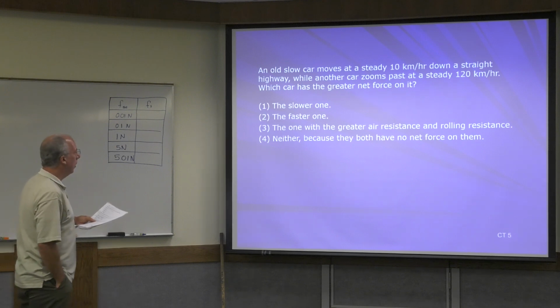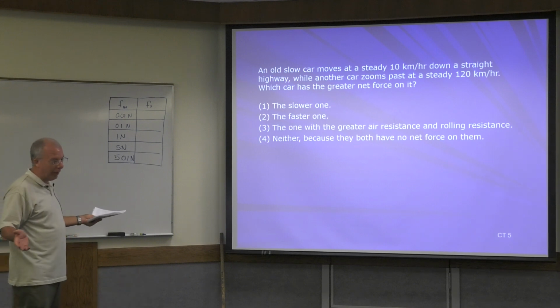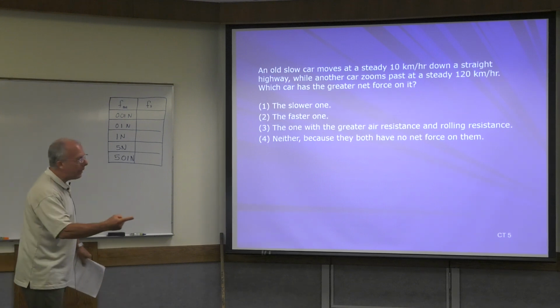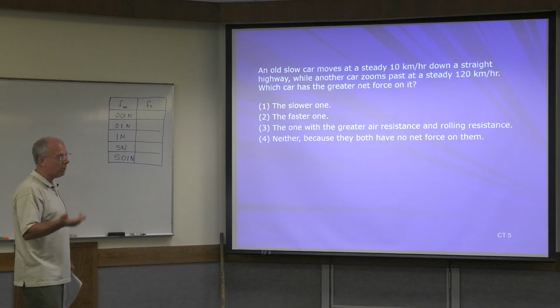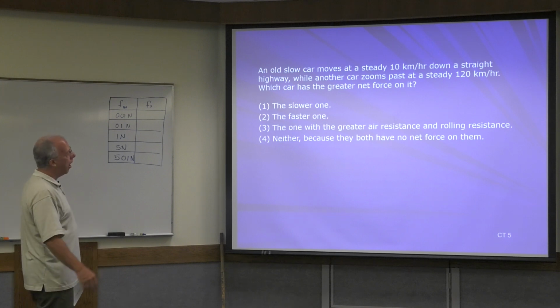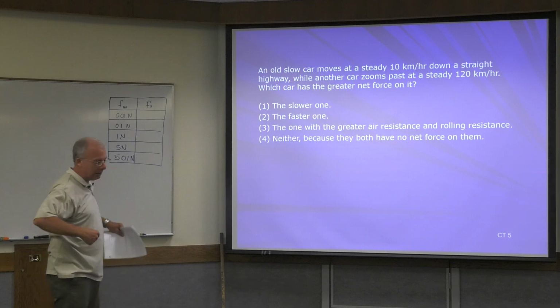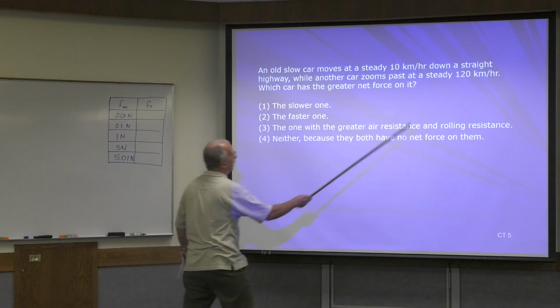Okay, so here we go. The old slow car, you can see they're trying to trick you, right? An old slow car, steady speed, straight highway. So that means the velocity is constant, so the acceleration is 0, so the force on it is 0. Then the other car zooms past, right? So you think, whoa, it zooms past, it has a big force on it, but what does it say? What's the important word? Steady.